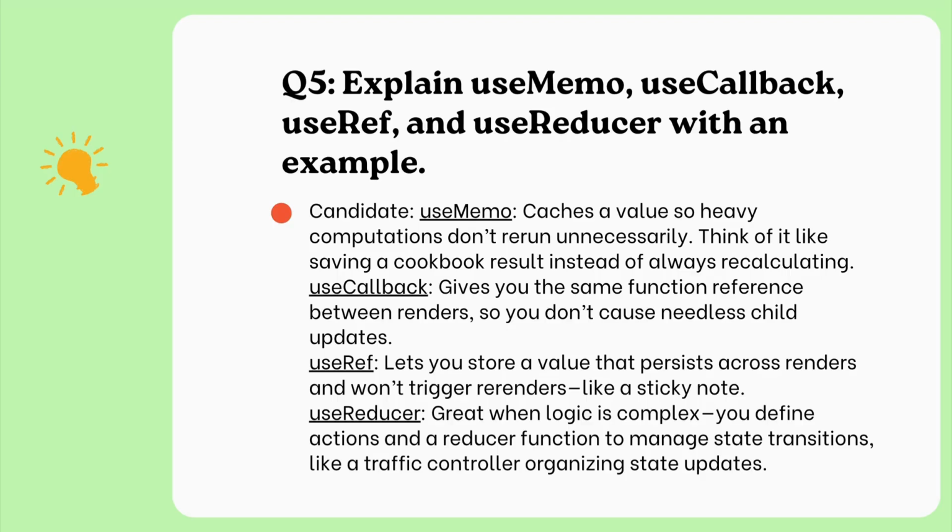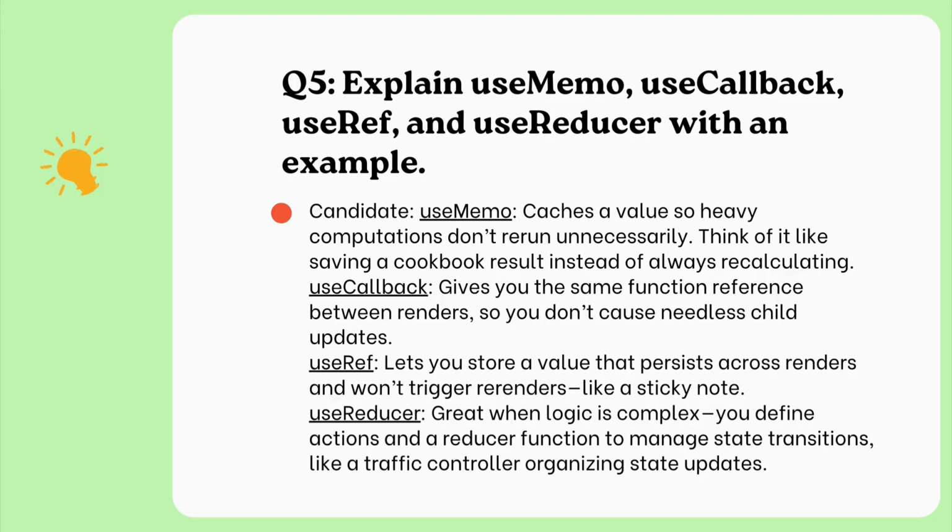Okay, explain useMemo, useCallback, useRef, and useReducer with an example. useMemo caches a value so heavy computations don't rerun unnecessarily. Think of it like saving a cookbook result instead of always recalculating. useCallback gives you the same function reference between renders so you don't cause needless child updates. useRef lets you store a value that persists across renders and won't trigger re-renders, like a sticky note. useReducer is great when logic is complex. You define actions and a reducer function to manage state transitions, like a traffic controller organizing state updates.